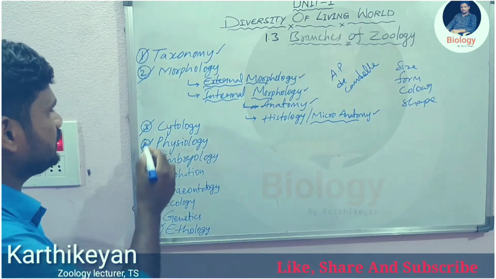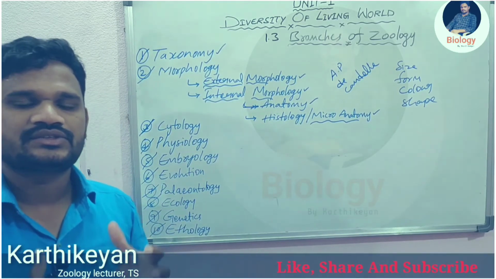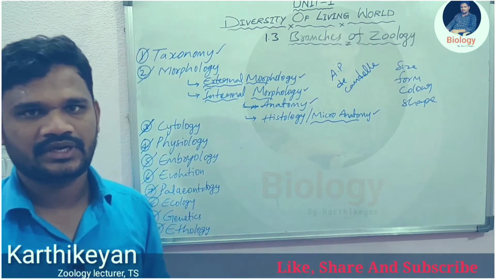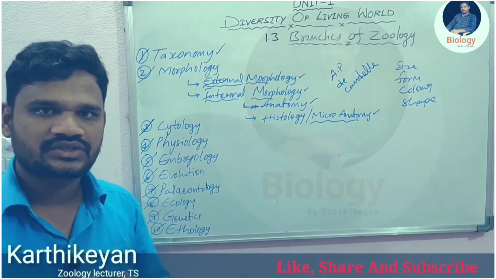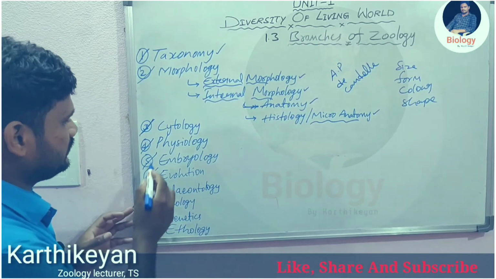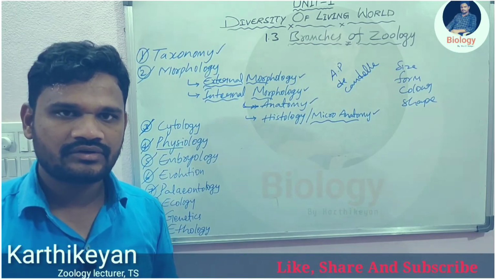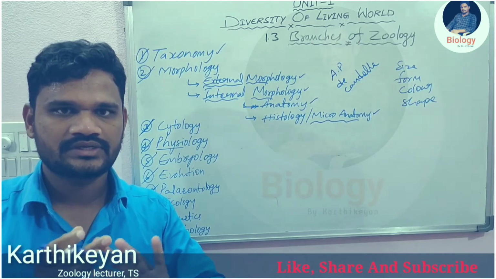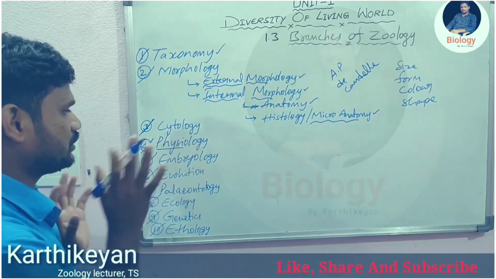That's the reason this histology is also known as microanatomy. Next, cytology. Right, cytology means it is the study of structure, function of a cell. Right, either it is a plant cell or animal cell. The study of structure and functions of a cell is called cytology. Right, next physiology. Physiology means it is the study of all body functions like digestive system, excretory system, circulatory system, nervous system. All these systems are studied in physiology.